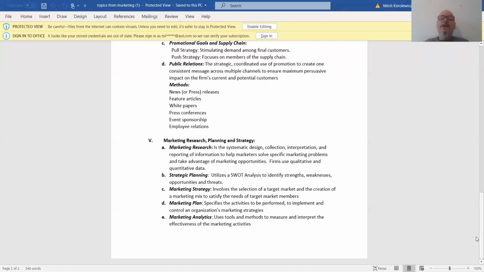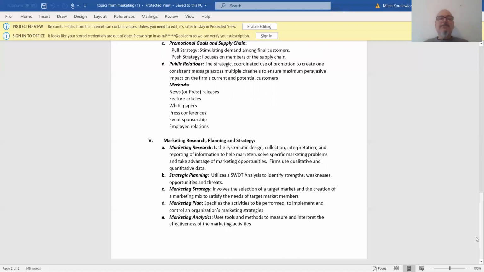You've done that for your marketing plan. And then based on the SWOT analysis, the marketing strategy involves the selection of a target market and the creation of marketing mixes to satisfy the needs of the target market members. How do you transform weaknesses into strengths, threats into opportunities? How do you manage your strengths with opportunities? That's all part of marketing strategy.